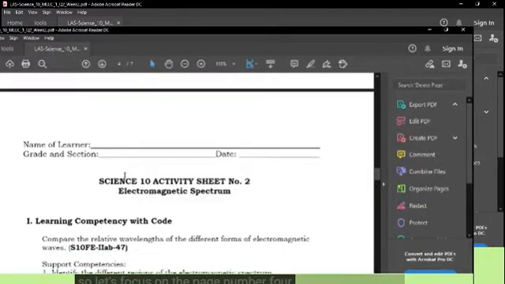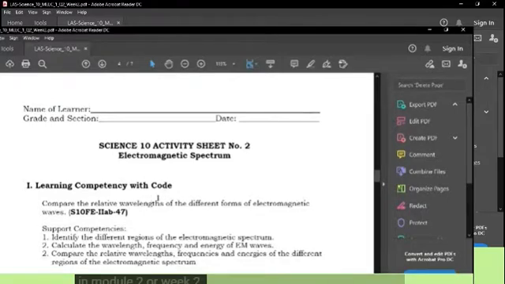So on page number 4, you're going to write on your piece of paper, the yellow pad, of course, your name, your grade and section, the date you answered this module, and then do not forget to put in the subject, which is science, and then you also put the module number or the MELC number. So it's Science 10 and Module 2 or Week 2.